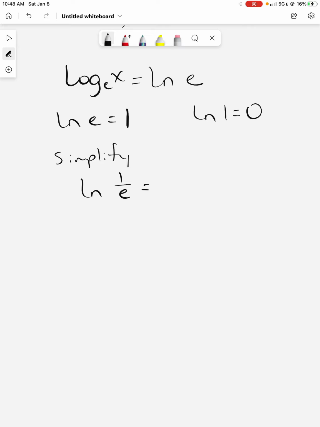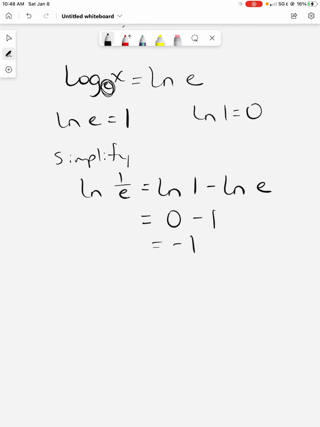If you remember our logarithm properties that say when we divide, we actually subtract, this can be rewritten as the natural log of 1 minus the natural log of e. Well, the logarithm of any 1 is always 0. And the logarithm of e, because this is the base that it's defined as, is 1. So this simplifies to negative 1.